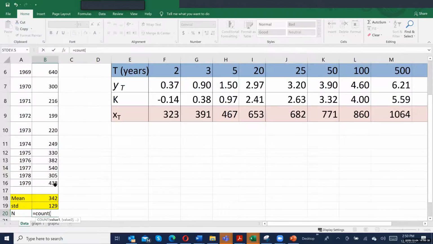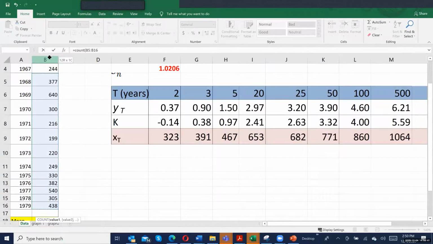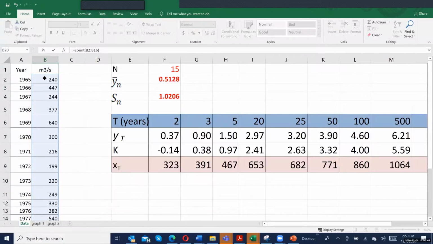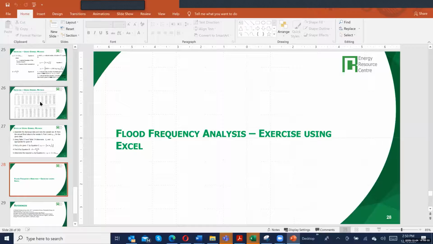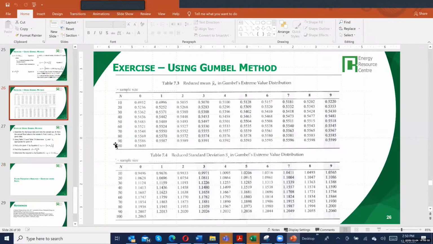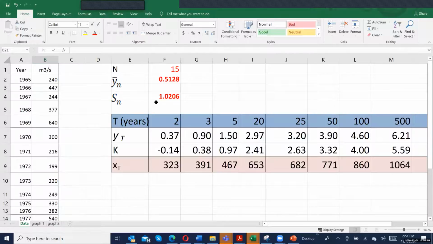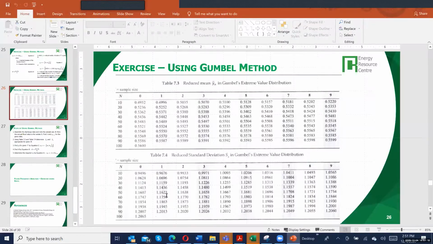Count is... okay. You have 15 years of data, and based on 15 years of data and the SN curve, based on this curve, you get this y bar n and SN bar.